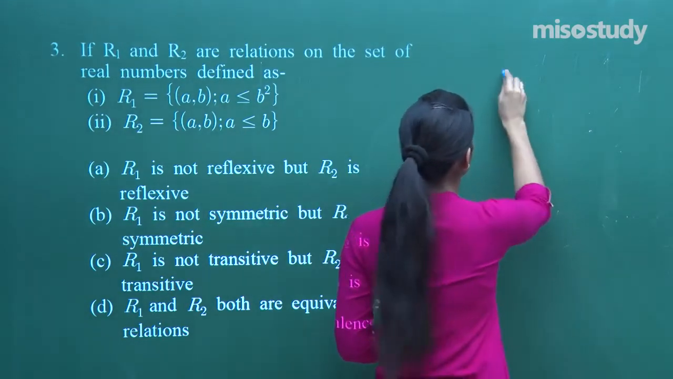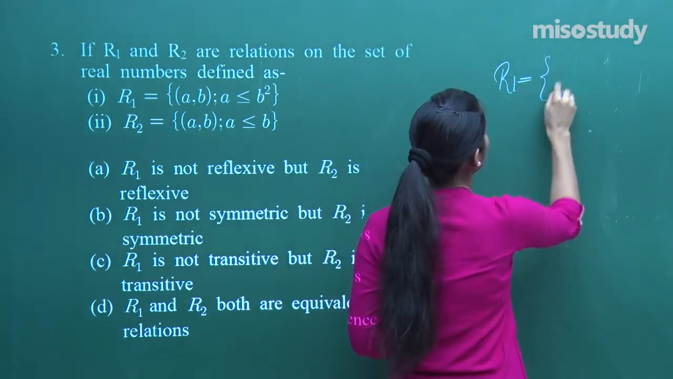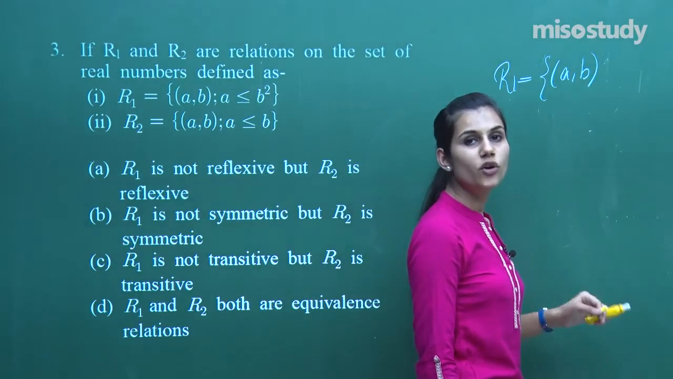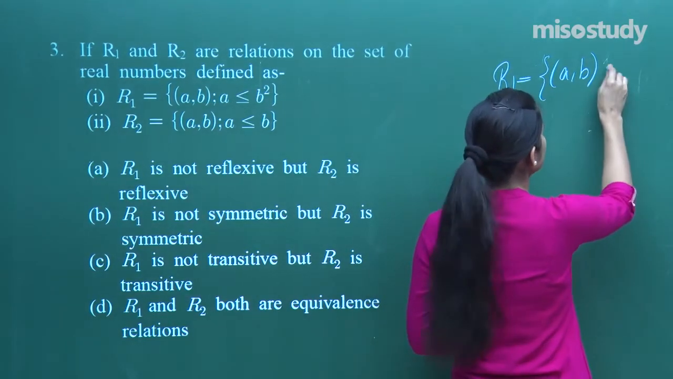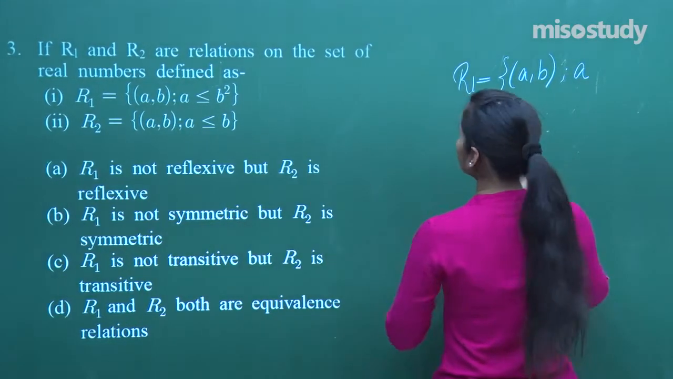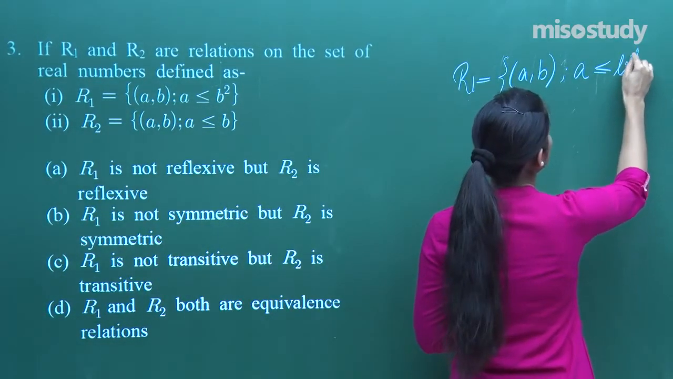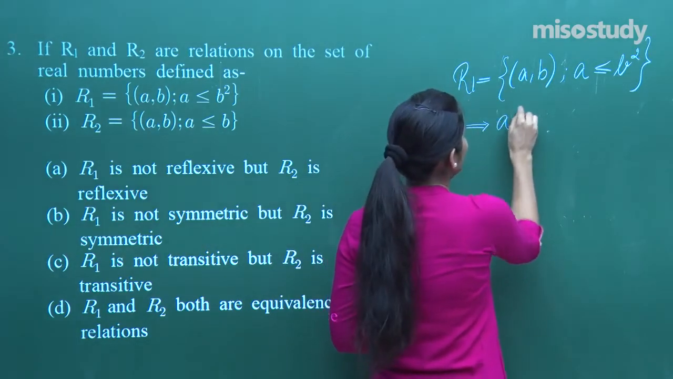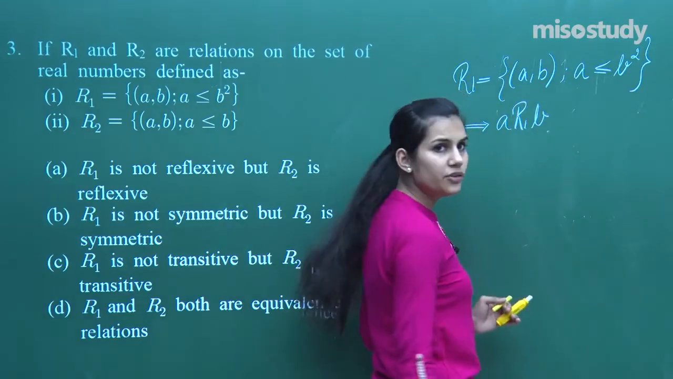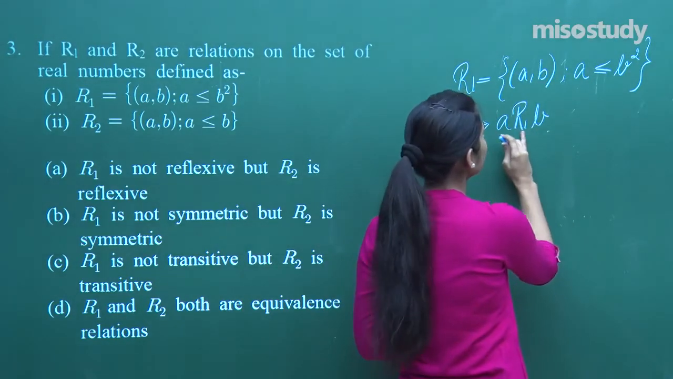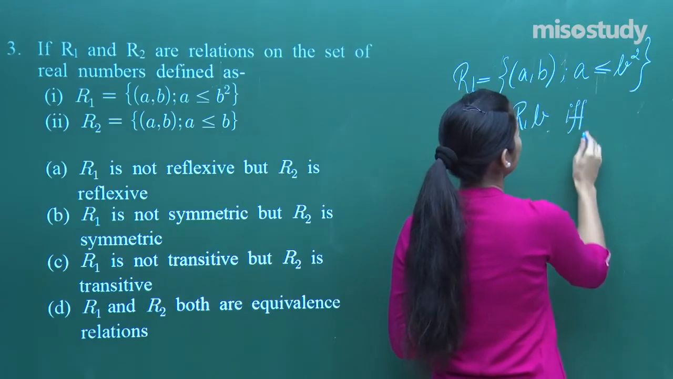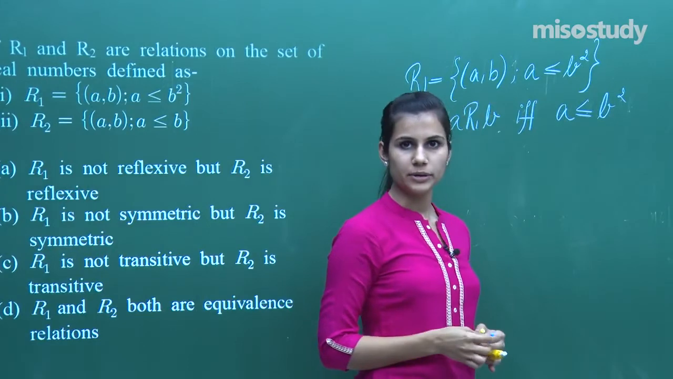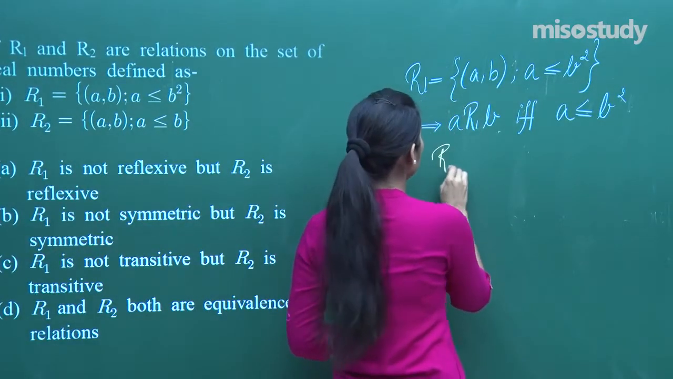Firstly, starting with R1. What is R1? All those ordered pairs A comma B, where A is coming from the collection of all reals, B is coming from the collection of all reals, such that A is less than equal to B square. So, what is this relation trying to say? Any real number is related to another real number. First real number is related to second real number if and only if first real number is less than equal to the square of the second real number. Fine.